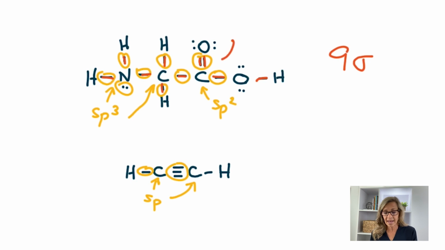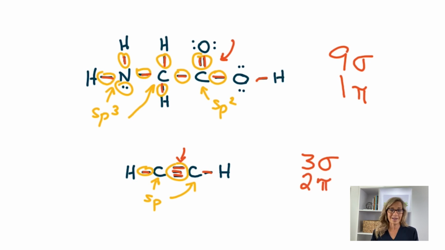And then I had a double bond there. So a double bond will give you 1 pi bond. And that's it for that molecule. Now the molecule below, I've got 1, 2, 3 bonds. So that's 3 sigma bonds. And then you notice we have a triple bond here. So a triple bond adds 2 pi bonds. So that's how you do hybridization and sigma and pi bonds very concisely.